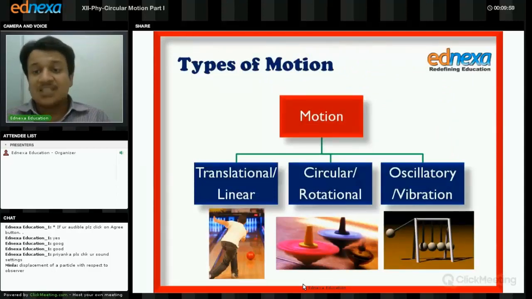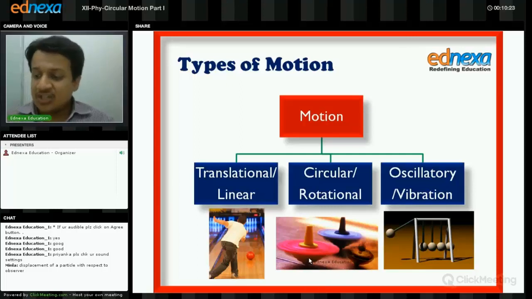This part also we discussed, types of motion. So three types of motions are there: translational motion or linear motion, first type. Second type, circular motion or rotational motion, and third type is oscillatory motion or vibrational motion. So these three types are there. Again I will repeat: translational motion or linear motion, second is circular motion or rotational motion, and oscillatory motion.